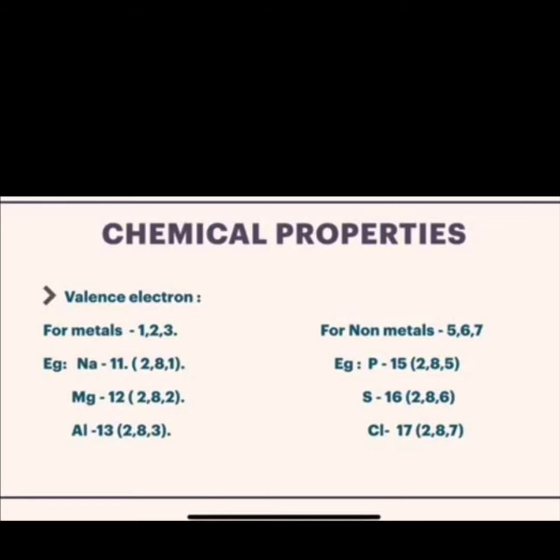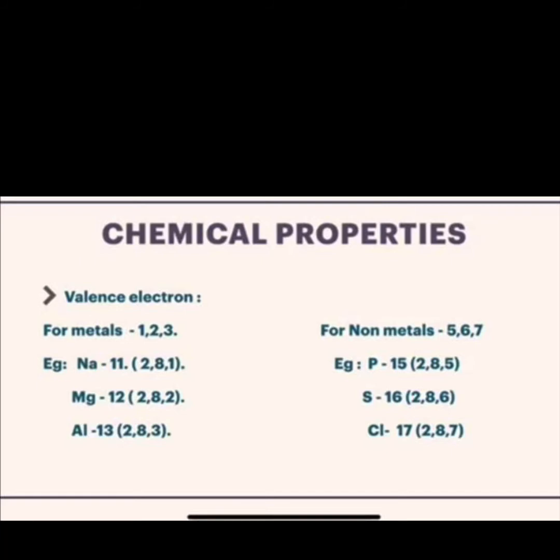Got it? Yes. What's the electronic configuration? 2, 8, 5. Okay. How many electrons are present in the valence shell? 5 electrons. And in the case of sulfur also, atomic number is 16 and the electronic configuration is 2, 8 and 6. How many electrons are present in the valence shell? 6 electrons. Okay. In the case of chlorine, the electronic configuration is 2, 8, 7.